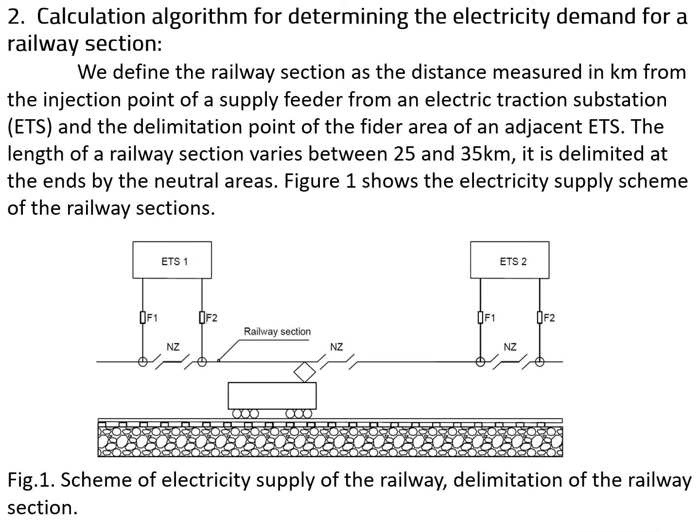In order to define a calculation algorithm for determining the electricity demand for a railway section, the railway section must first be defined as the distance measured in kilometers from the injection point of a supply feeder from an electric traction substation, or ETS, and the delimitation point of a feeder area of an adjacent ETS. The length of a railway section varies between 25 and 35 kilometers, and it is delimited at the ends by the neutral zones. Figure 1 shows the electricity supply scheme of the railway sections.